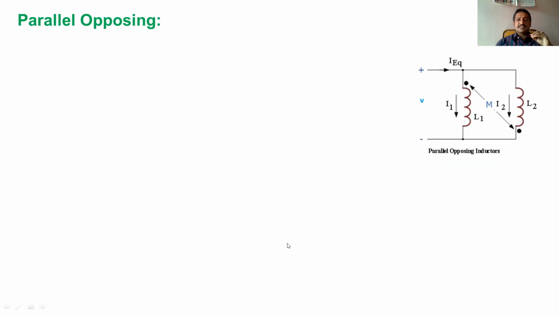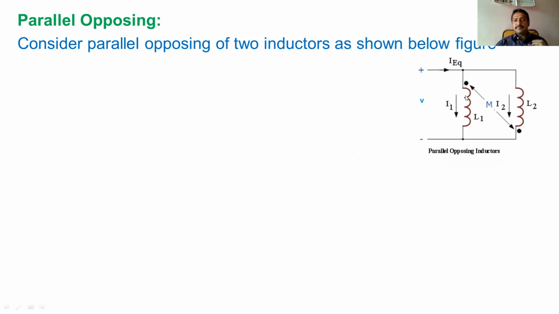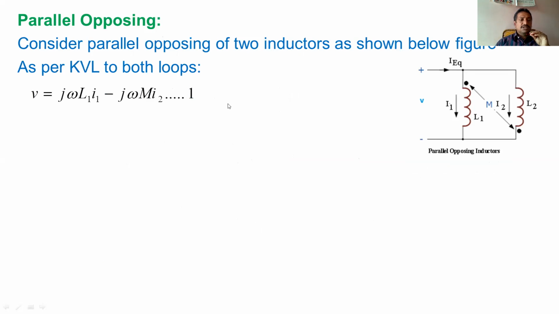Next, parallel opposing. See here. In this case, one is entering and another is leaving, or one is leaving and another is entering. So consider parallel opposing of two inductors as shown in the figure. Here, due to this opposing, the mutual inductance sign is minus. So j omega L1 I1 minus j omega M into I2 is the voltage. This voltage will contain across each coil self-induced EMF and mutual induced EMF. Here also self-induced EMF and mutual induced EMF: j omega L2 I2 minus j omega M into I1.